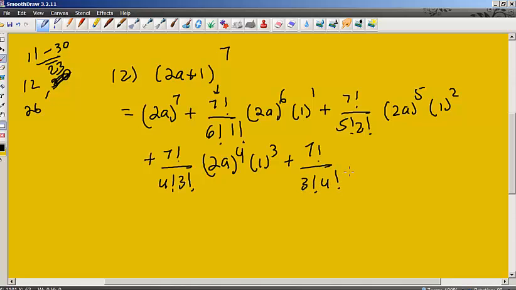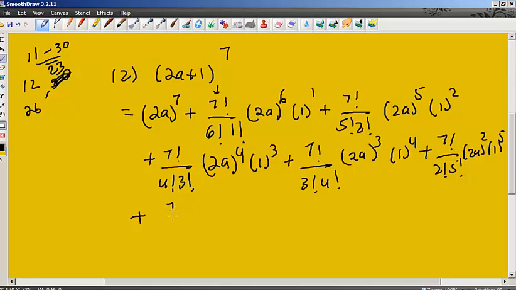factorial times 4 factorial. Okay, and then 2a will be power of 3, and then 1 will be power of 4, plus 7 factorial over 2 factorial times 5 factorial, and then I have a 2a to the power of 2, and 1 will be power of 5, plus 7 factorial over 1 factorial times 6 factorial, and then 2a will be power of 1, and then 1 will be power of 6, and then that is it. I got one more term, and that's 1 to the power of 7.